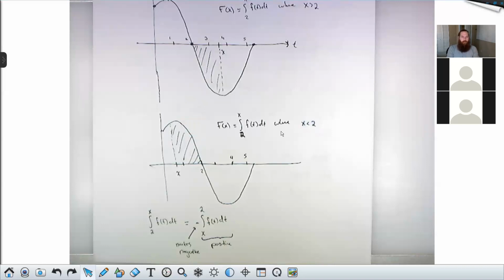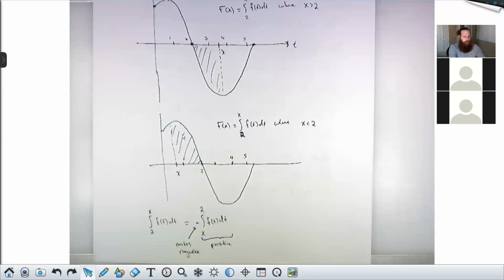Here, if x is assumed smaller than 2, which is necessary for us to be over here where the area is positive, then the number up here is actually smaller than the number down here. So the natural thing to do is to flip the bounds over, putting the smaller number on the bottom. And that will make the integral positive because I'm measuring area above the horizontal axis with a positive orientation. But I'll get this negative out front from flipping the bounds.